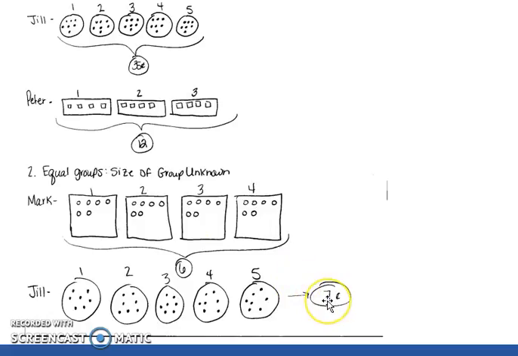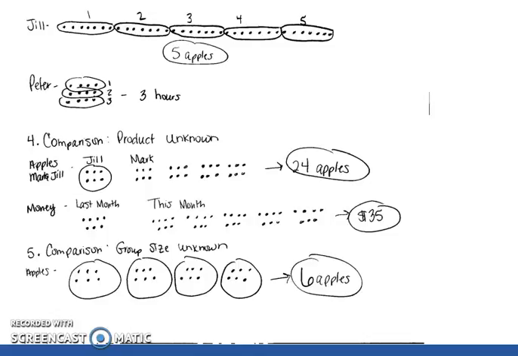For the next one with Jill, she paid 35 cents for 5 apples. What was the cost of 1 apple? I did the same thing. I drew out 5 circles for the apples, and then I drew in little dots until I got to 35 cents, and I counted them to make sure that each apple was equal, and it was, and so I got 7 cents per apple.